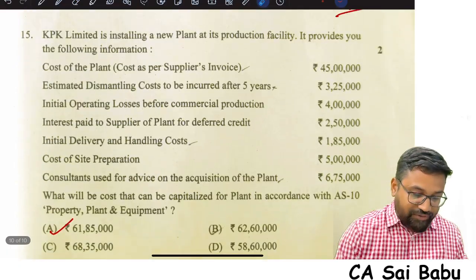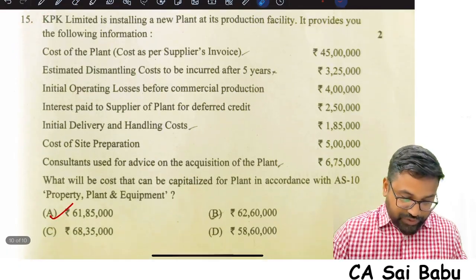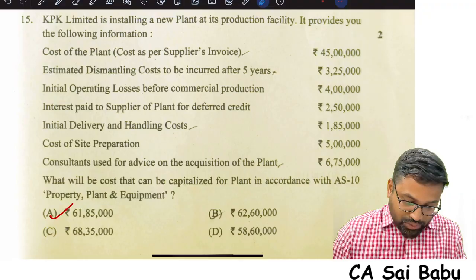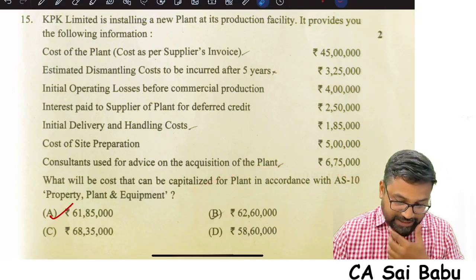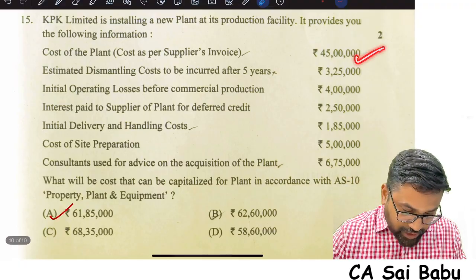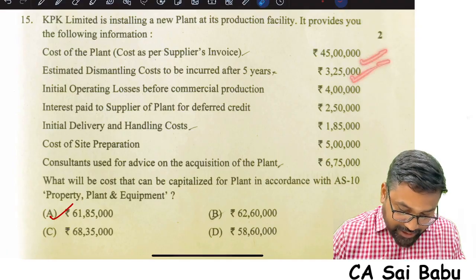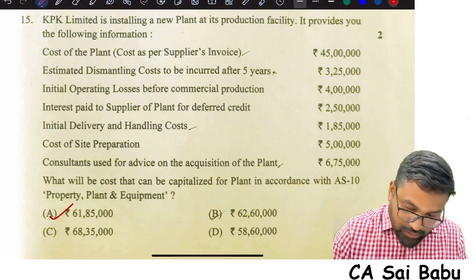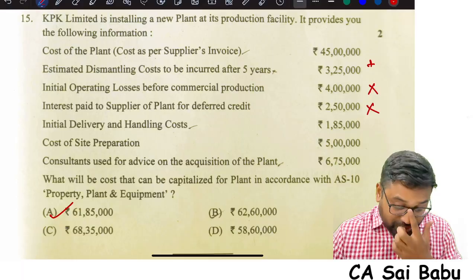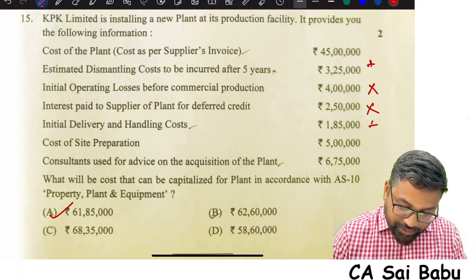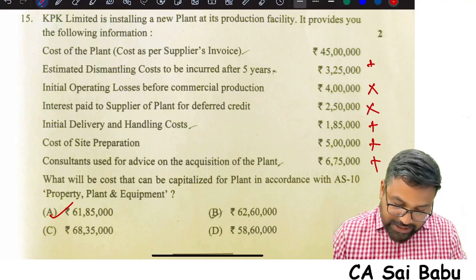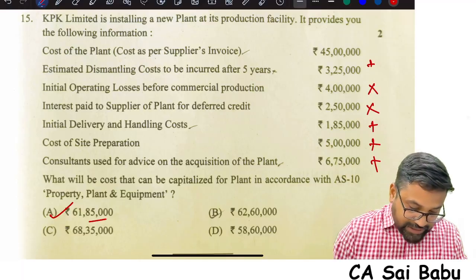And the last question they have tested from accounting standard 10, which is already the same type of question available from the study material also. You need to determine what will be the cost of the asset as per accounting standard 10. So cost of the plant 45 you take. Dismantling cost also we need to add, sir, here. Initial operating losses we should not consider. Interest paid on deferred credit we should not take. Initial delivery cost we need to add. Site preparation cost we need to add. Consultancy fees also we need to add. So it will be 61,85,000.